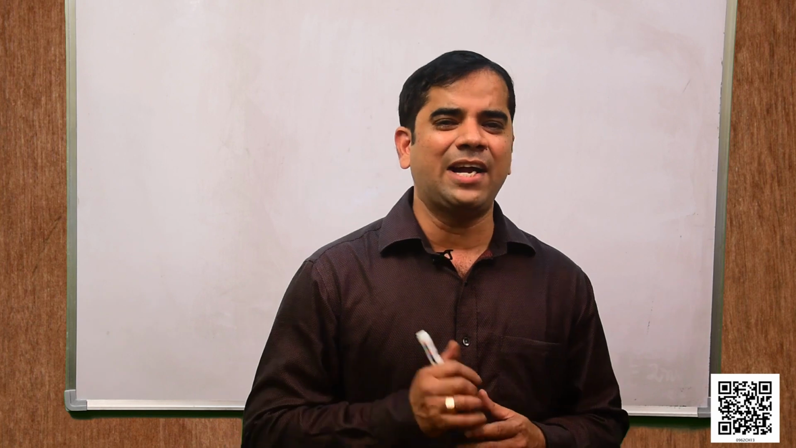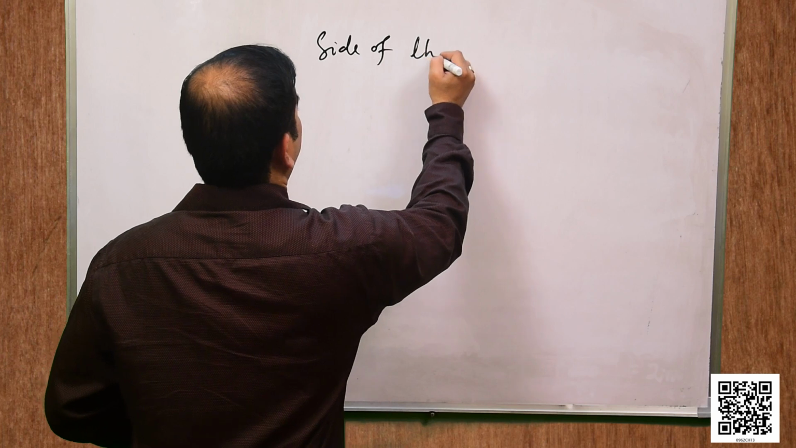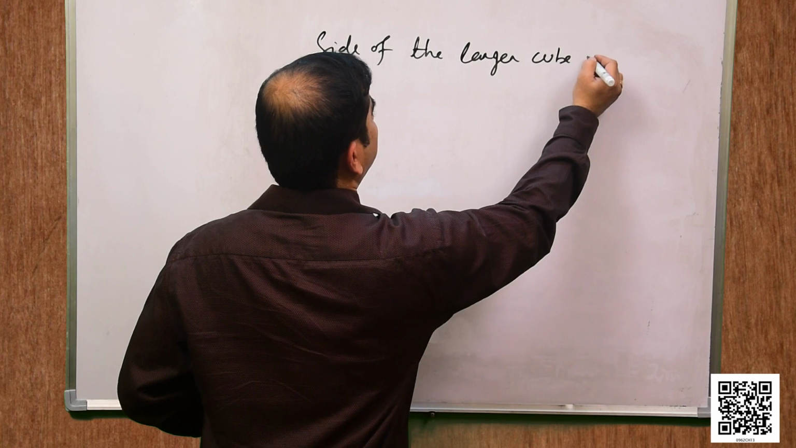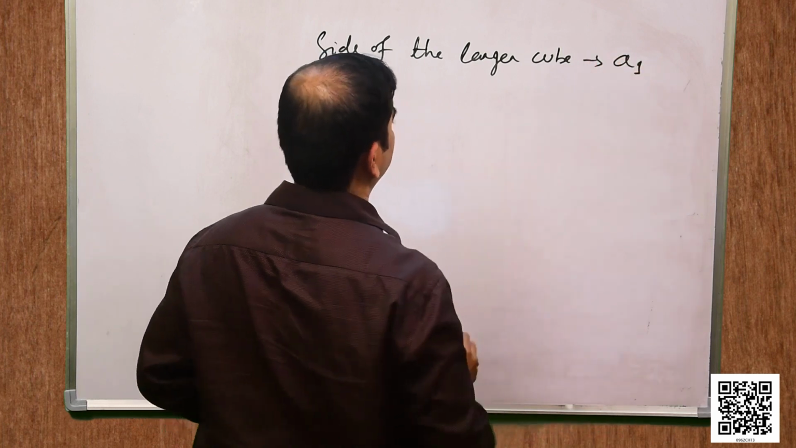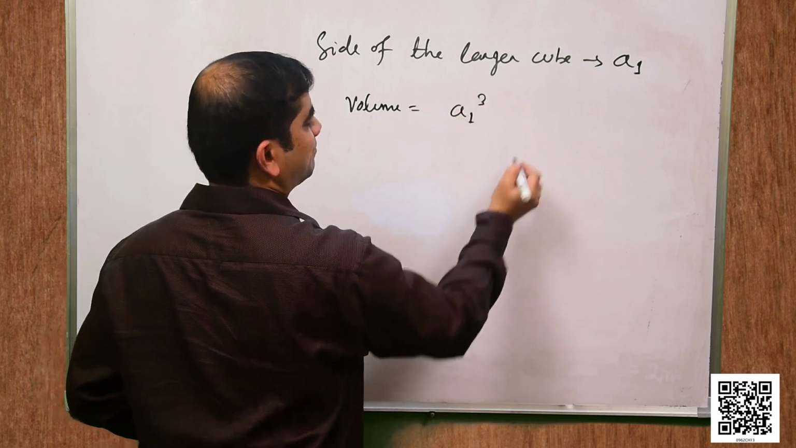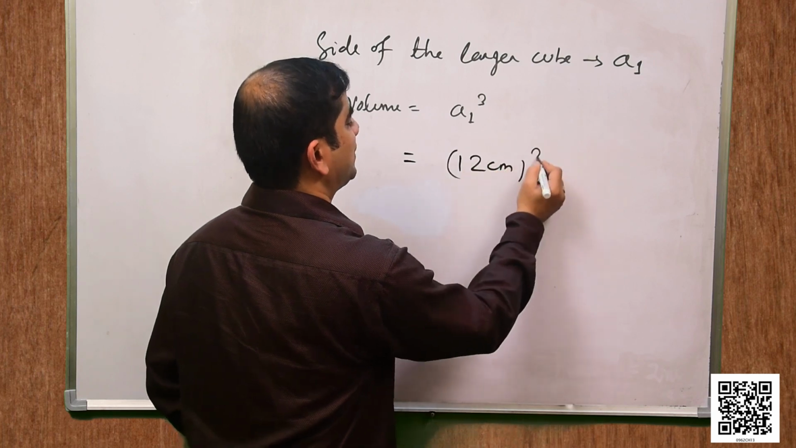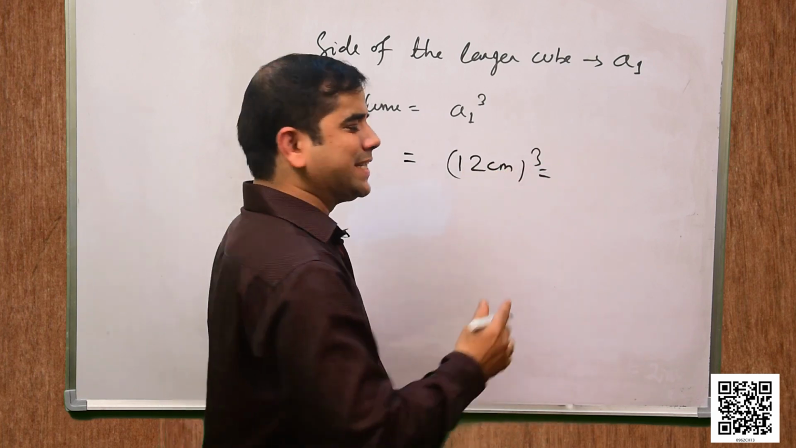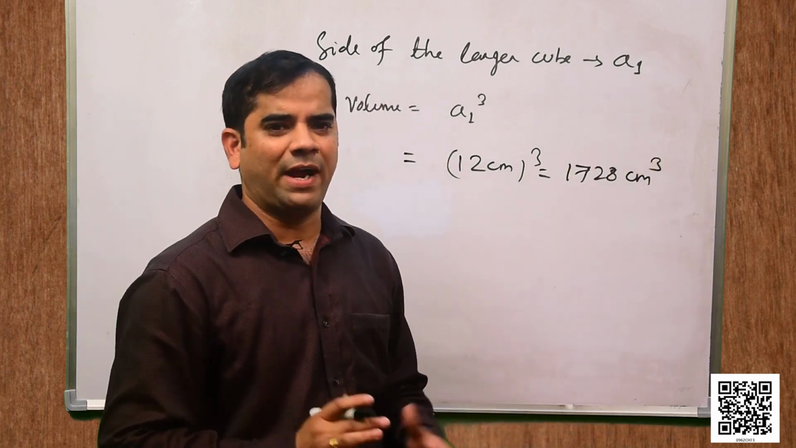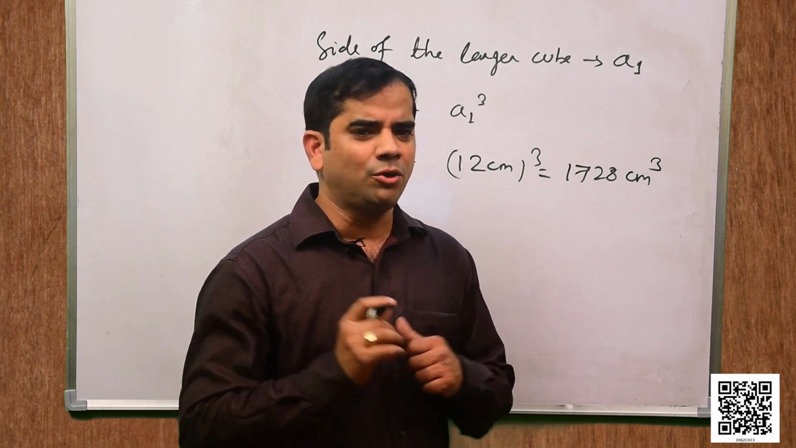What is given? Side of the larger cube. Let's take it as A1. So, volume is equal to A1 cube. So, the volume is equal to 12 centimeter cube, that is 1728 centimeter cube. Fine. So, the cube is cut into 8 cubes of equal volume.